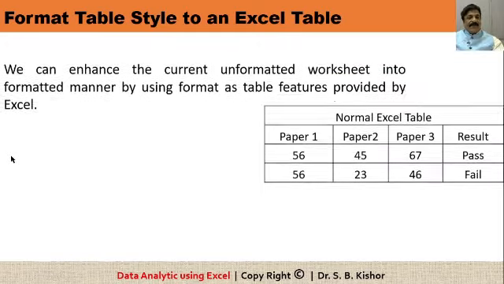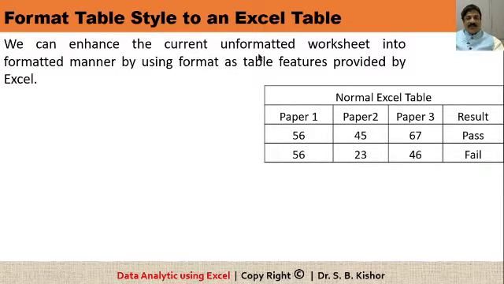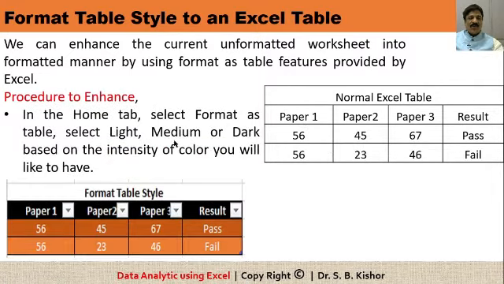Now, we can enhance the current unformatted worksheet into a formatted one by using the Format as Table feature provided by Excel. By default, whenever you create a sheet, it is in an unformatted manner. So you can convert this unformatted table into a good-looking table by using a concept called Format as Table. It appears under the Home tab. So from the Home tab, select Format as Table and then select light, medium or dark, based on the intensity of color you would like to have, and observe it looks like this.